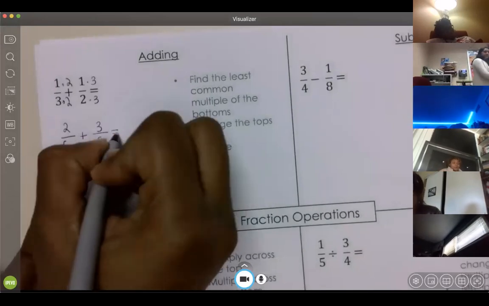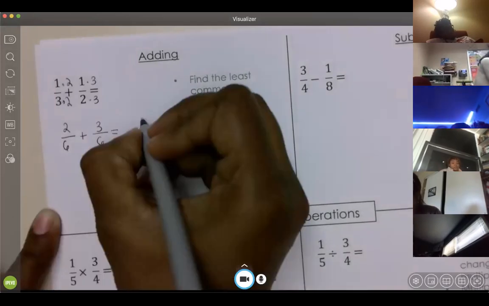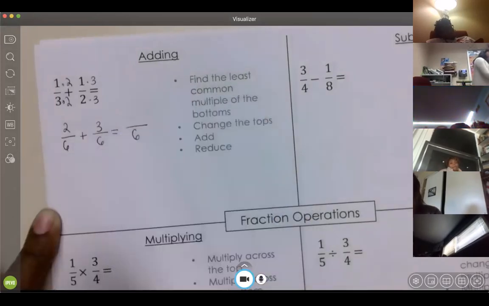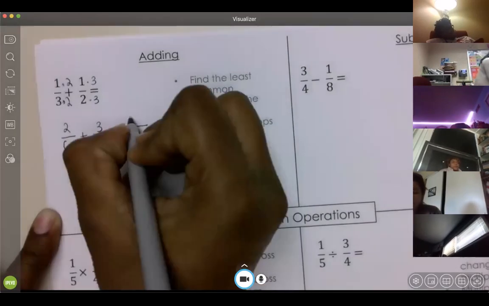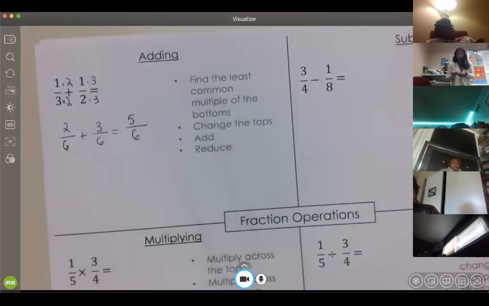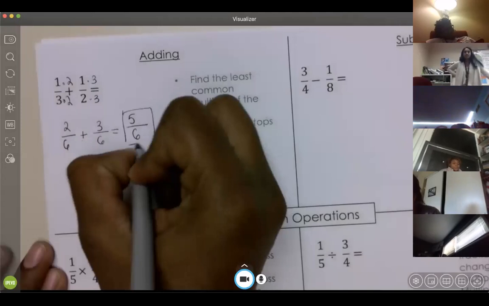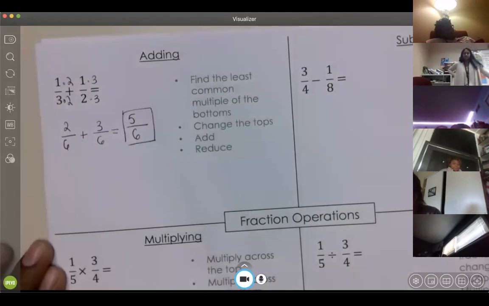Now we have the same denominator, so you keep the denominator as 6 and then add the numerators. So 2 plus 3 is 5. Lastly, you're going to check and see if you can reduce it any further. So check and see, is there a number that goes into 5 and into 6? And there is no number that goes into both of those. So that is your answer. Questions on adding?